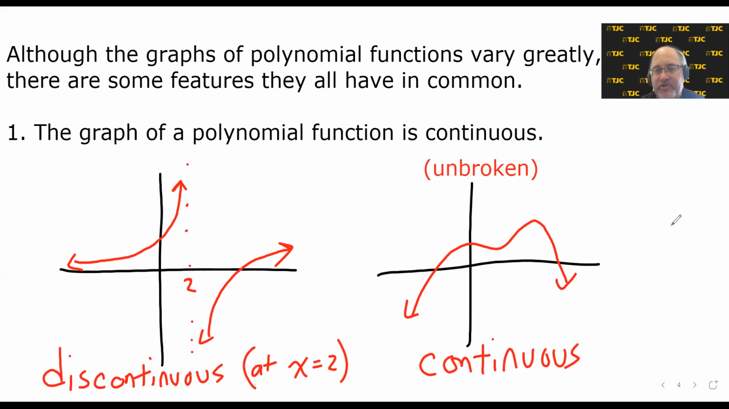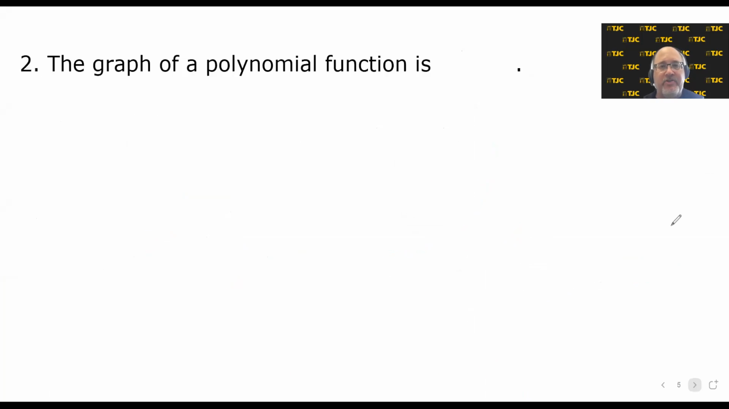The second characteristic that all polynomial function graphs have in common is that the graph of a polynomial function is smooth. Now, what do I mean by smooth? Well, to show you what I mean, let me show you the graph of something that is not smooth. We've dealt with absolute value a lot. Let's take a look at what the graph of its function looks like.